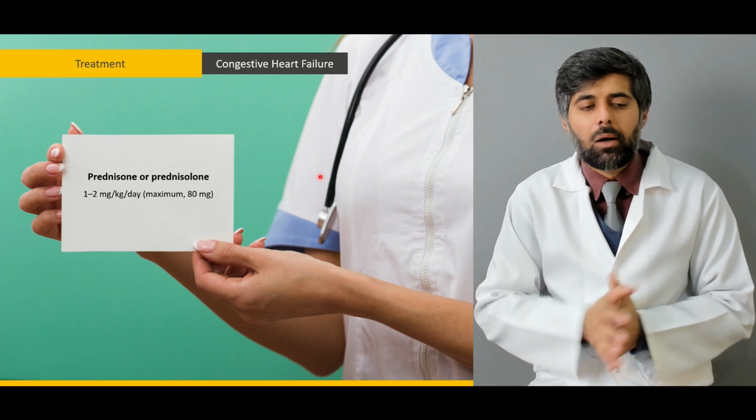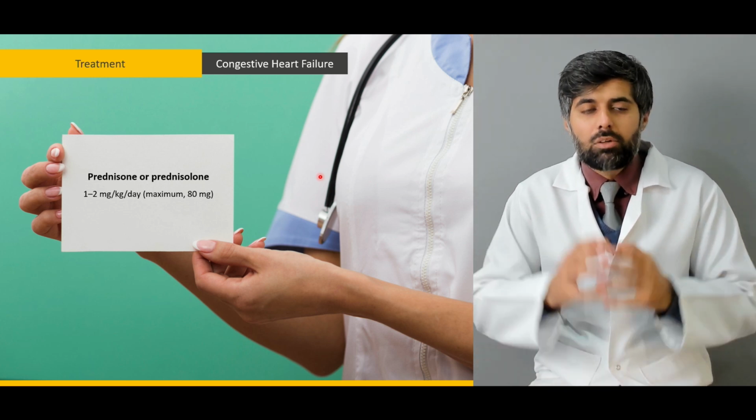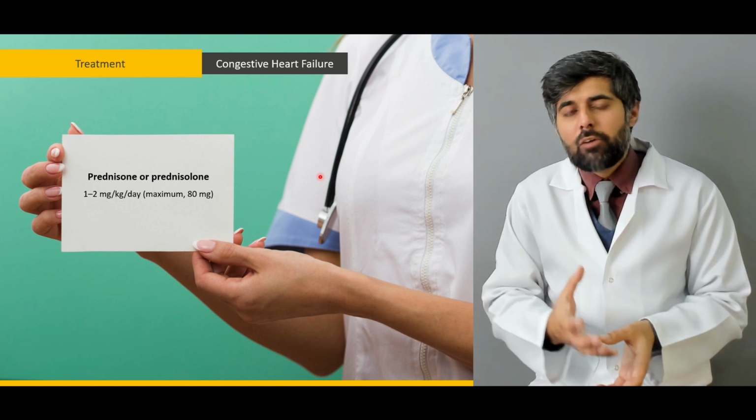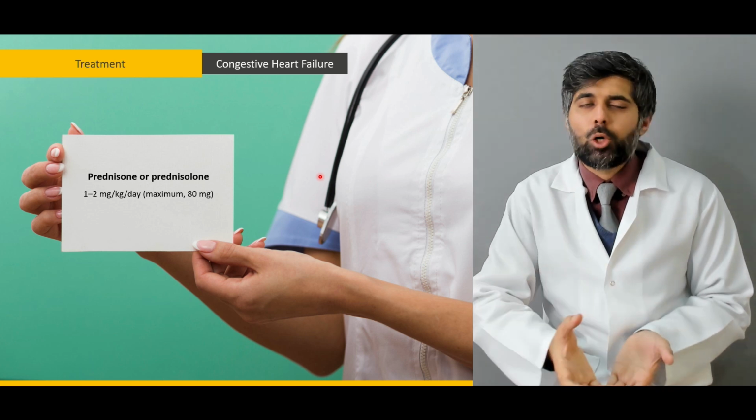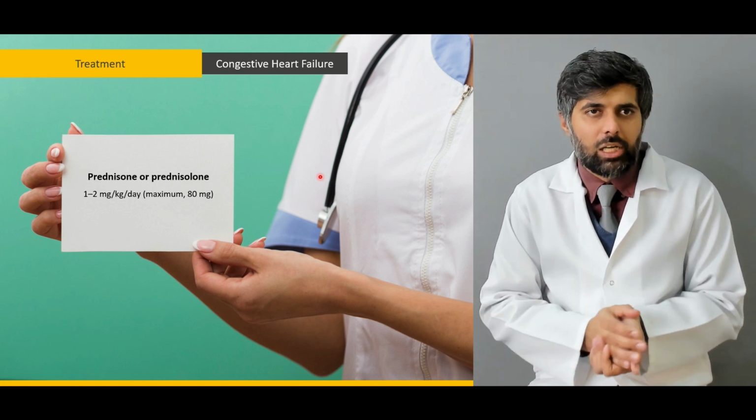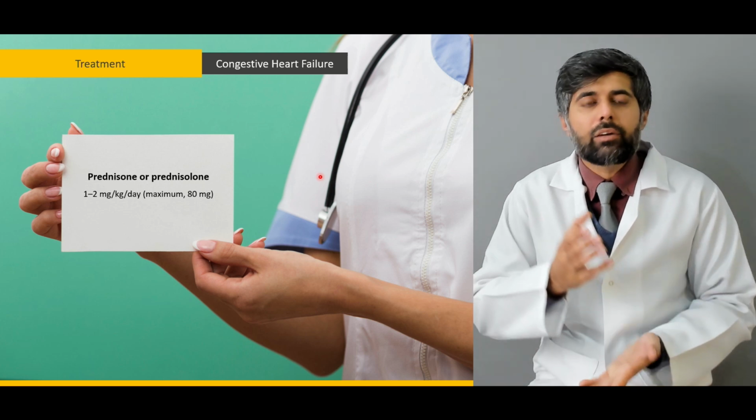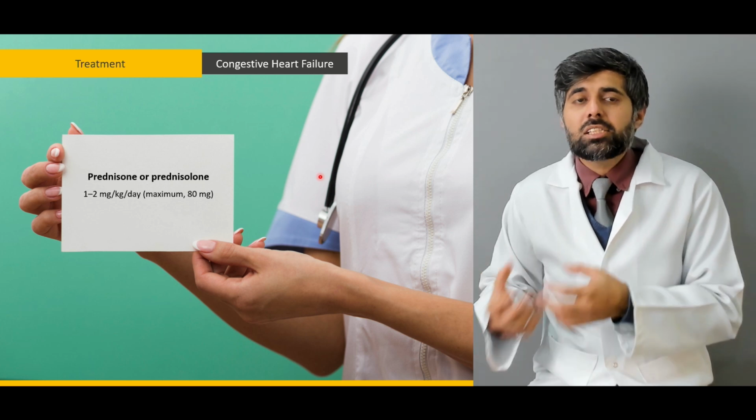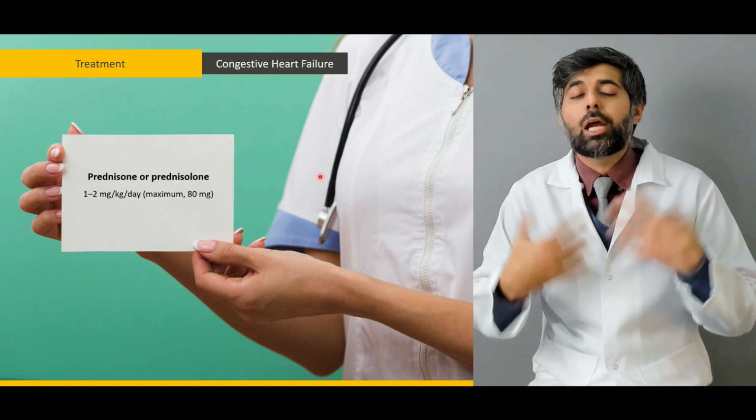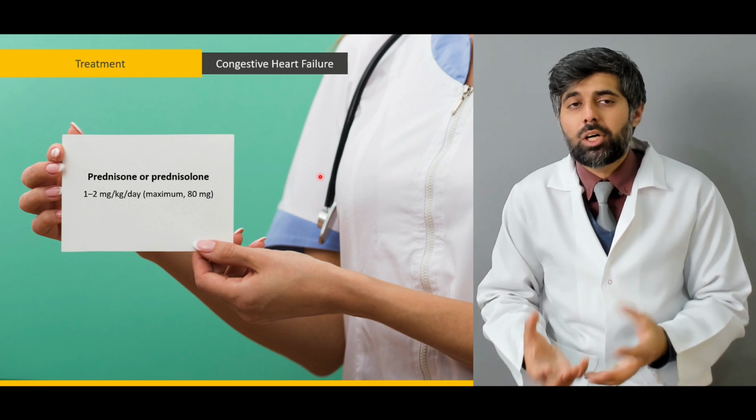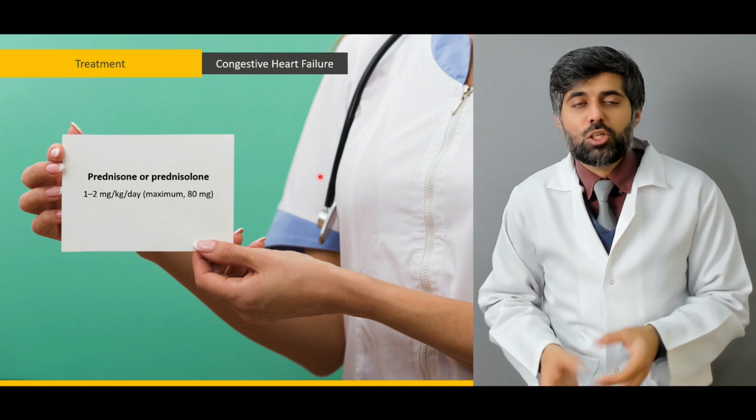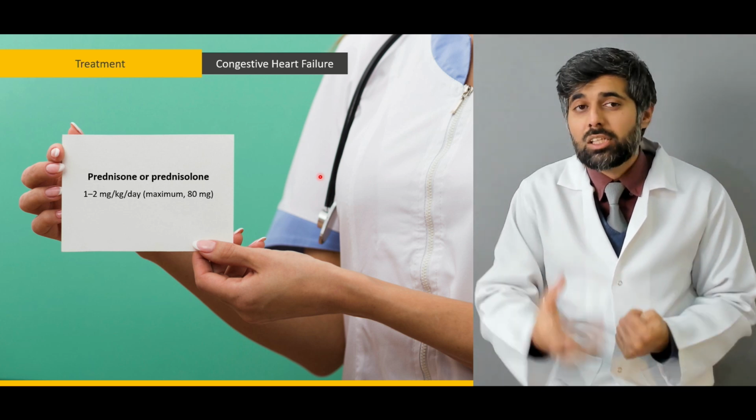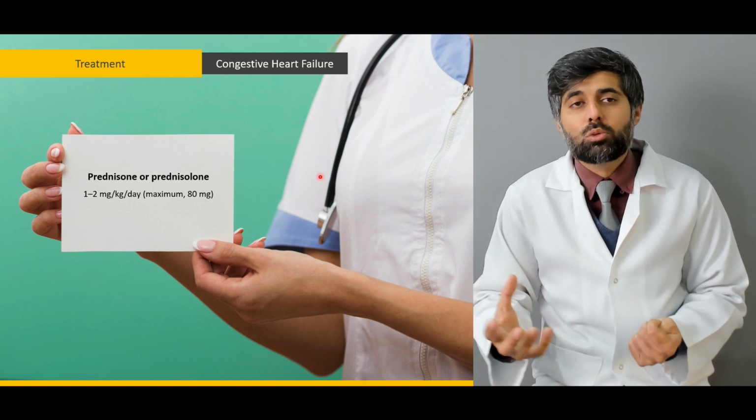Now in this case what we do is that we prescribe prednisone or prednisolone, and it is given at about 1 to 2 milligram per kg per day with a maximum of 80 milligram. Now, the efficacy of glucocorticoids in congestive heart failure is contested, and a few books even find it controversial. But it is given in patients in hope that because glucocorticoids decrease inflammation rapidly and in a very dramatic fashion, that's why in congestive heart failure, prednisone is given.